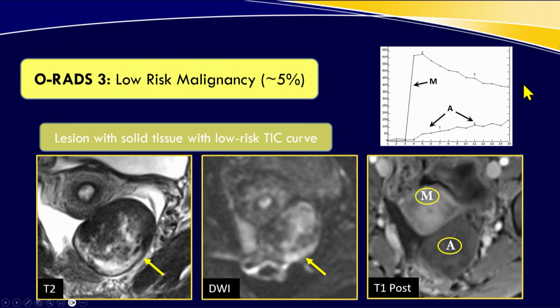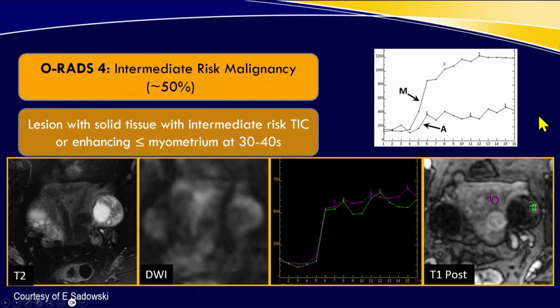Again, in the low risk of malignancy category, this is a lesion that has solid tissue, so we have to analyze that time intensity curve, and this is a low risk time intensity curve. Again, putting your region of interest on the largest portion of this solid part of that adnexal mass, put a region of interest on the myometrium. You compare those two curves, and you can see here just very gradual enhancement over time, and that's a low risk curve, about 5% chance of malignancy.